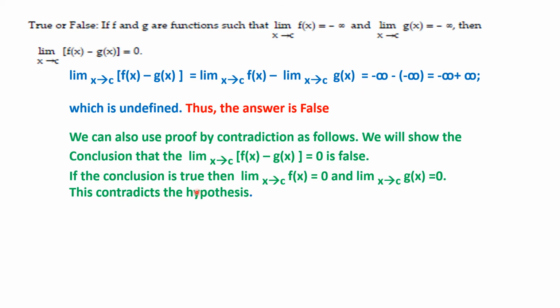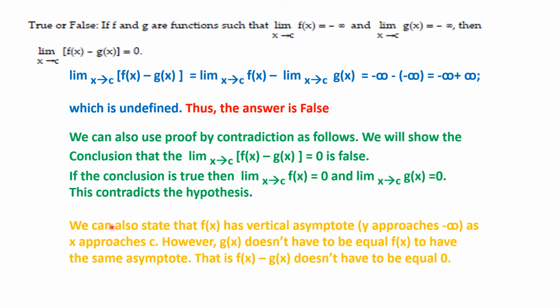We could also do it in a third way. We can also state that f of x has a vertical asymptote. Y approaches negative infinity as x approaches c. However, g of x does not have to be equal to f of x to have the same asymptote. That is, f of x minus g of x does not have to be equal to 0. And that shows that the statement is indeed false.